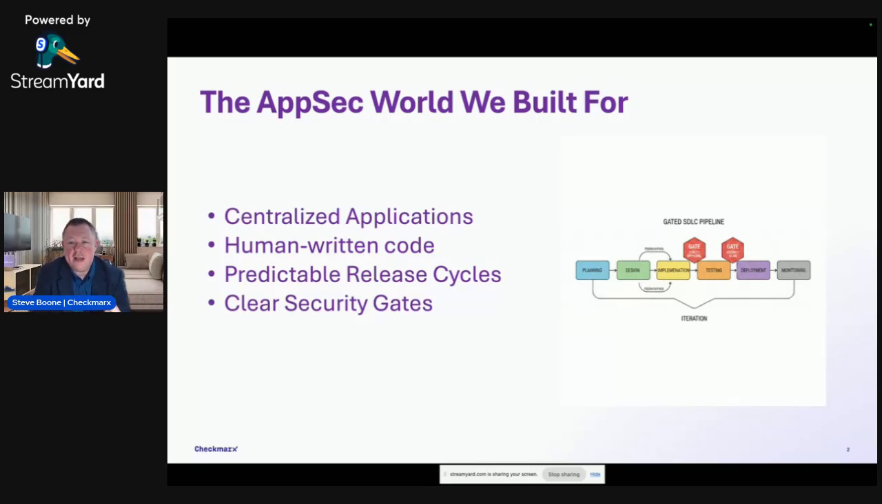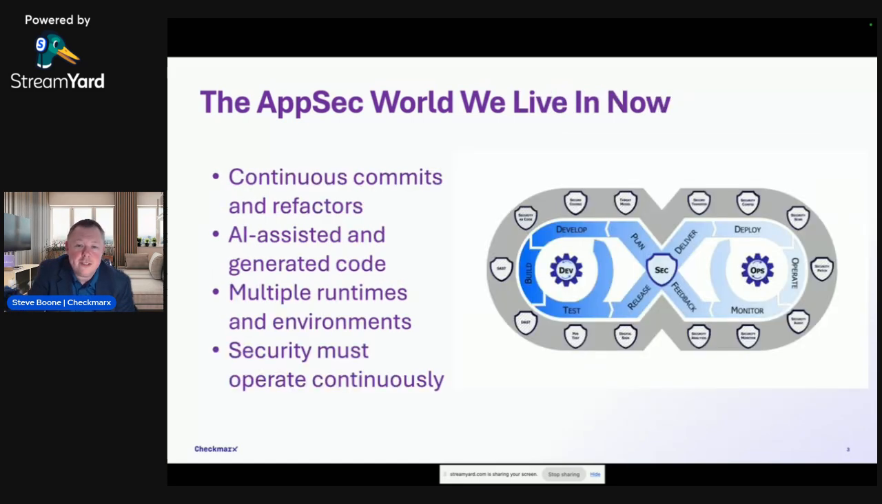And if you think about it, this model worked because the software behaved predictably, right? We knew exactly what to expect. The reality is, though, the world's changing fast. It always is. And today, when we think about how applications are built, and probably even more specifically how code is being developed, it's continuously delivered, right? Not only delivered, but committed and refactored.